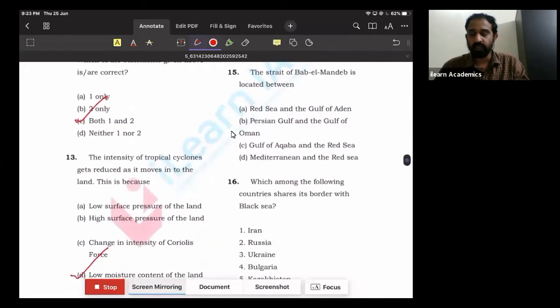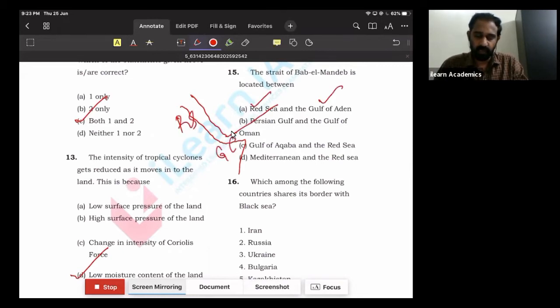Question number 15 is about Bab el Mandeb. So it's a strait. So you have to identify the location of this particular strait. This strait is actually located near the Horn of Africa, between Red Sea and Gulf of Aden. This is the Red Sea. This is the Gulf of Aden. And we can say that this Strait of Bab el Mandeb sits across the Horn of Africa and the Arabian Peninsula.